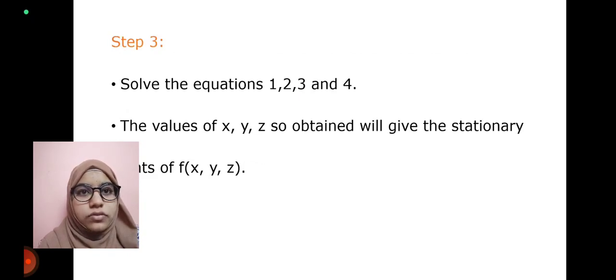Next, step 3. Solve the equations 1, 2, 3 and 4. The values of x, y, z so obtained will give the stationary points of f of x, y, z.